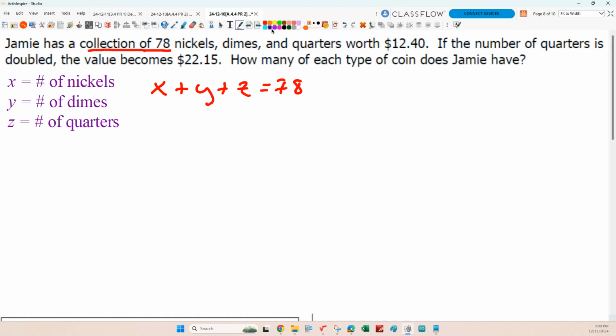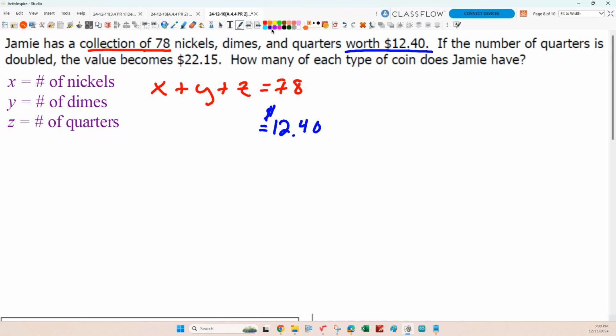Well, what's another piece of information that could give us an equation? Oh, say it again? Yeah, okay, so the amount. So her collection is worth $12.40. That's the dollar value of her collection. So the units are dollars. Okay, so now we have to come up with what is going to equal 1240. Okay, so it has to do with X, Y, and Z, doesn't it?